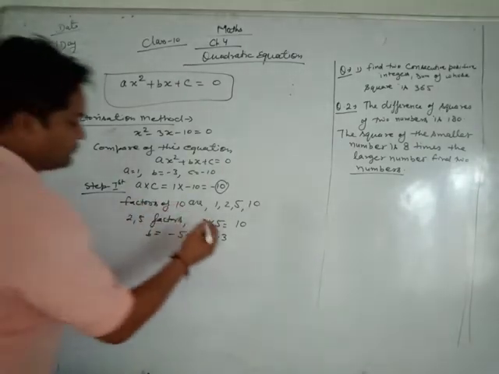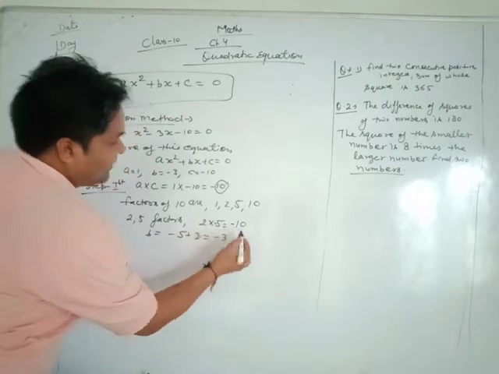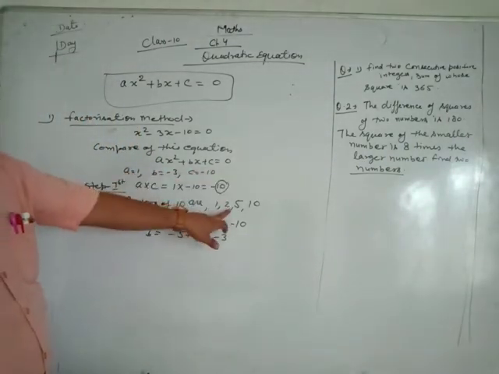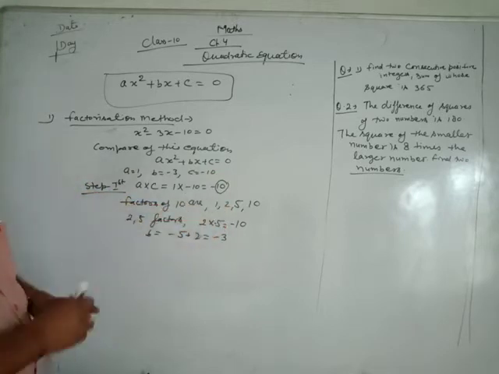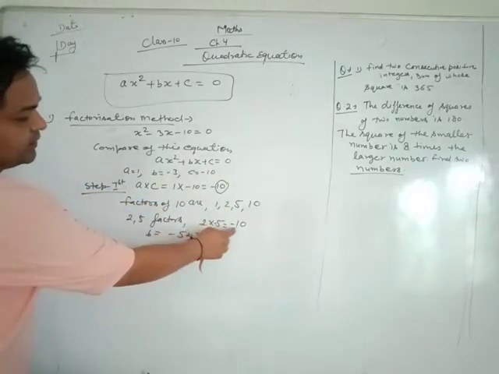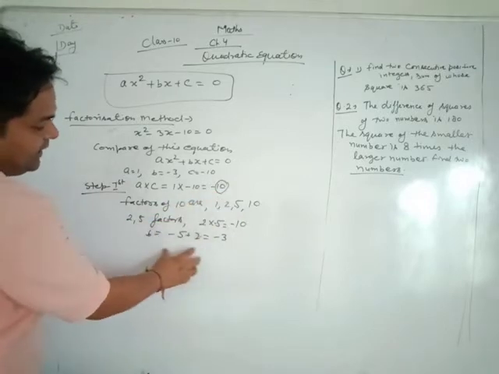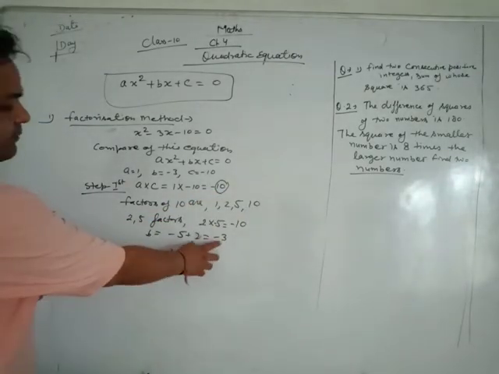Again I am repeating it. If we take two factors, then after multiplication there should be the product of a and c, and the difference should be -3.